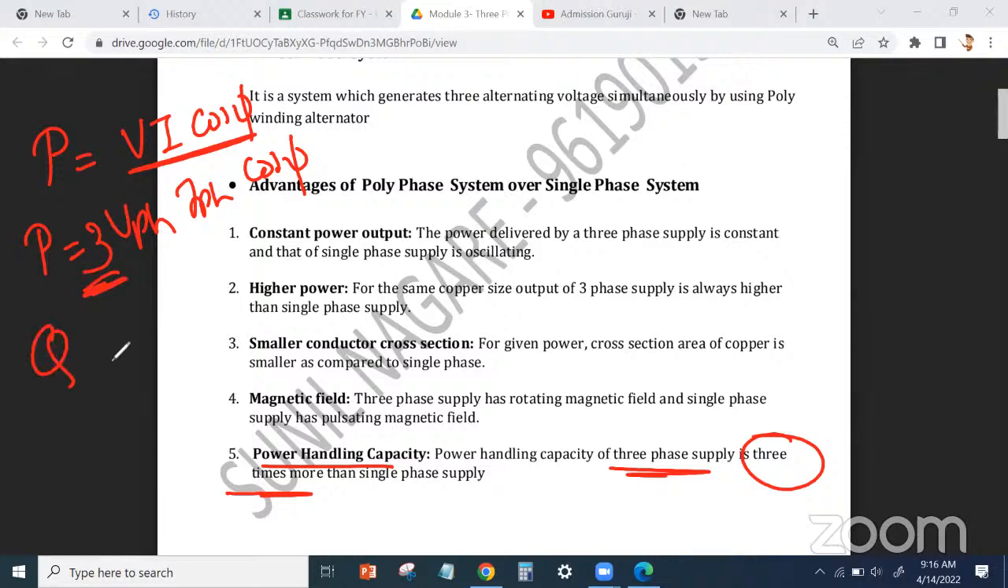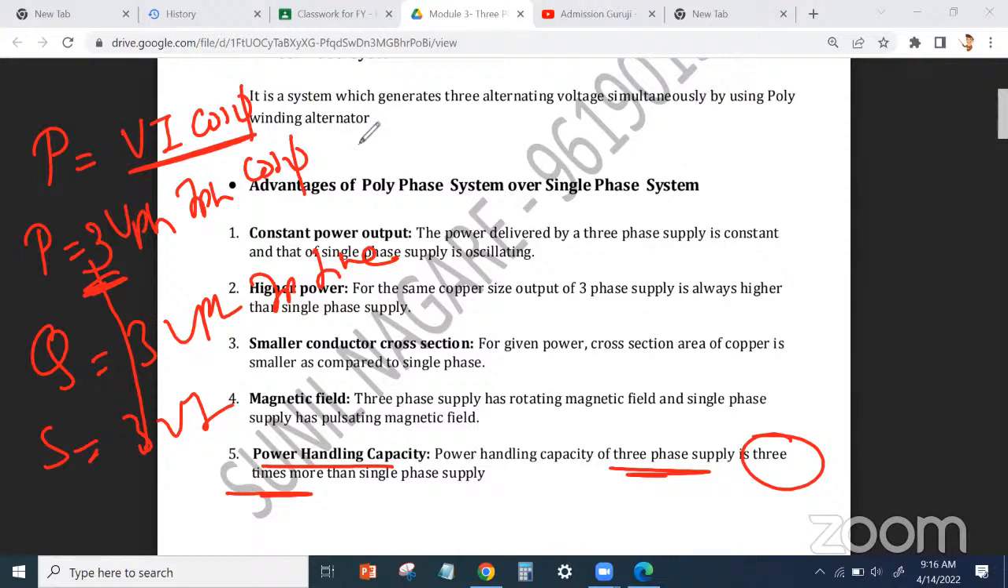So for Q also 3 VPH, IPH, sin phi. S also 3 VI. But this 3 is absent in single phase. So the power handling capacity is 3 times more than the single phase. These are the 5 points.